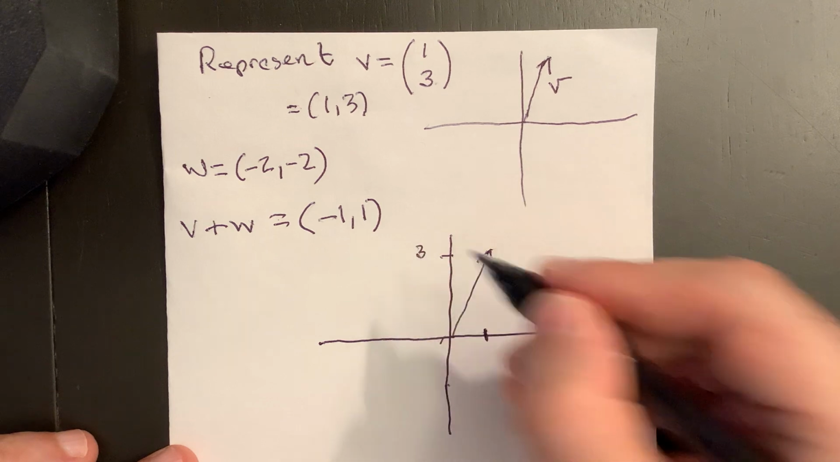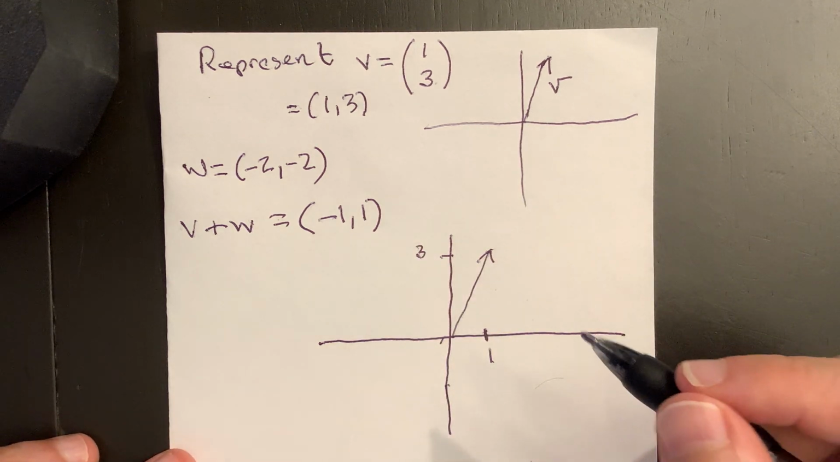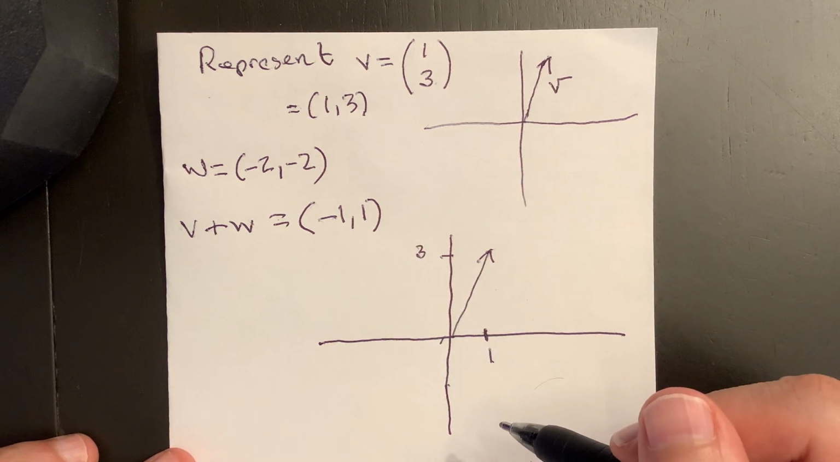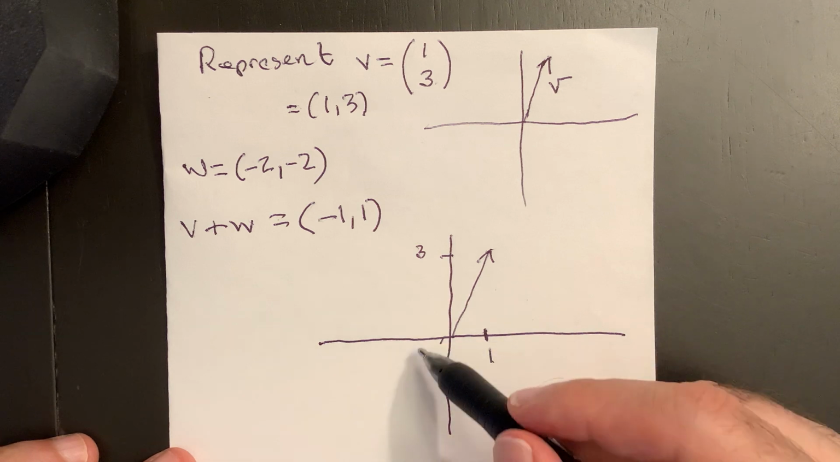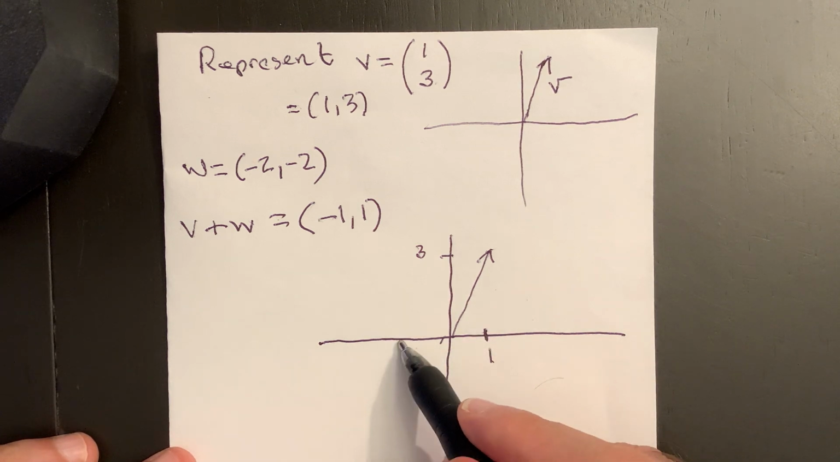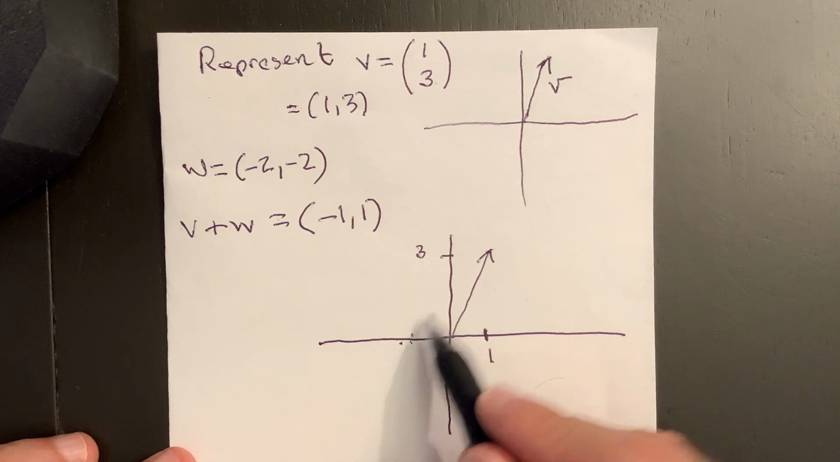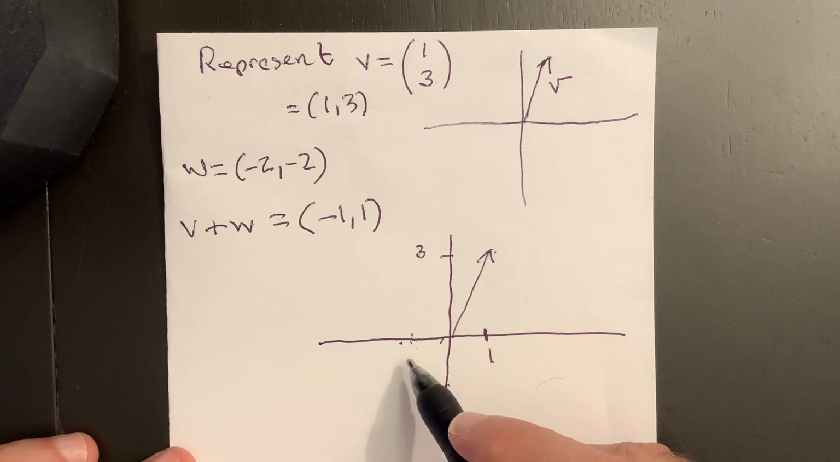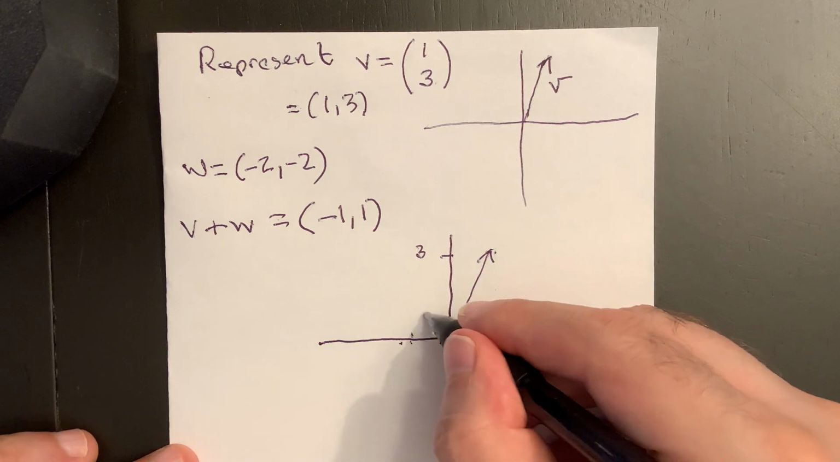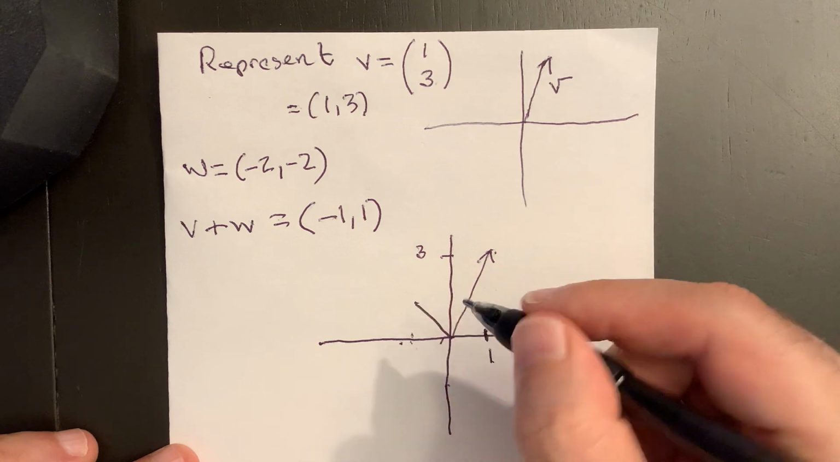Right, 3 and 1. So now W says take 2 away from this one. That puts me over here at -1. And take 2 away from this one, that puts me at +1, right? So I know already that the solution is this.